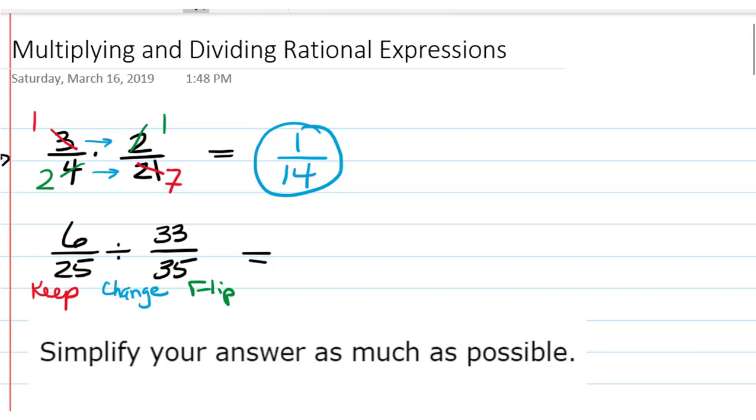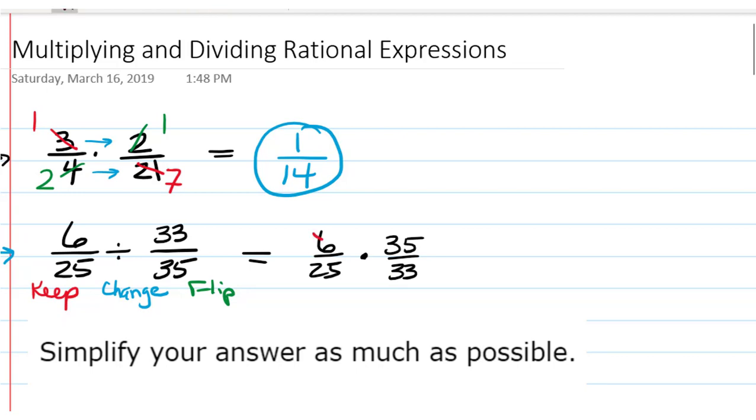For division of fractions, let's look at 6/25 divided by 33/35. All you have to remember about division is keep, change, flip. Keep 6/25, change the division to multiplication, and then flip 33/35 over and make it 35/33, the reciprocal. Then the rest is just like the previous problem. Reduce as much as possible.